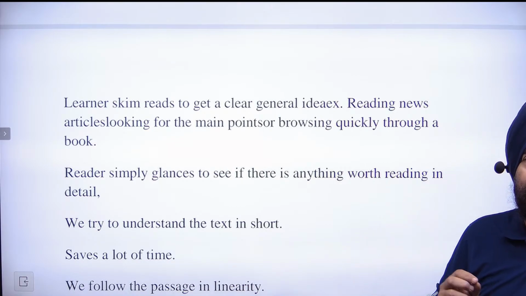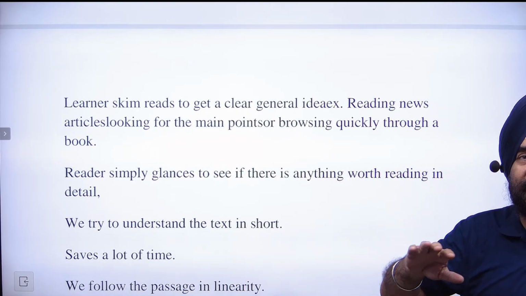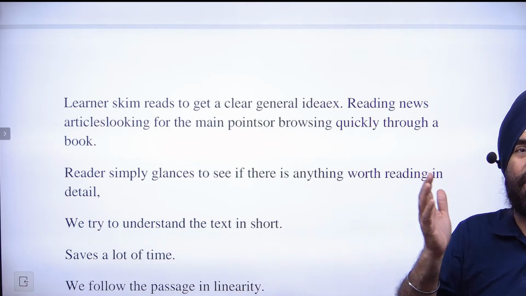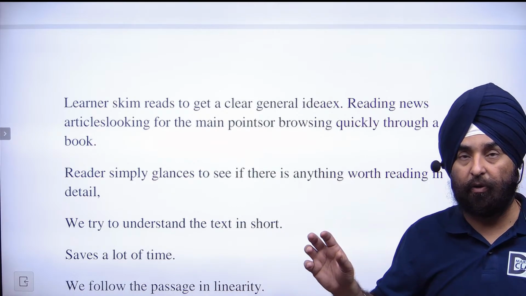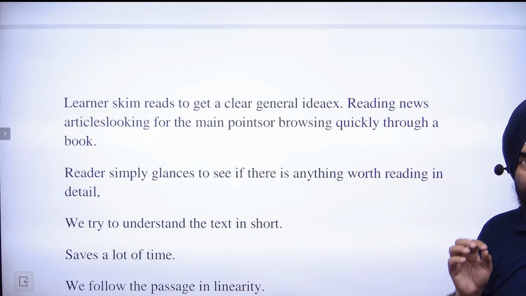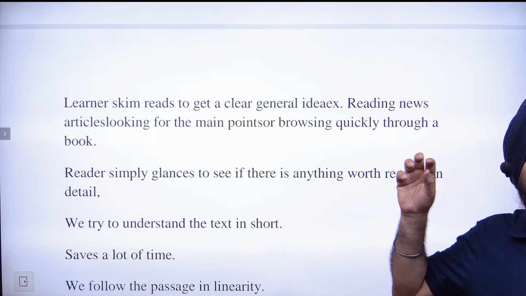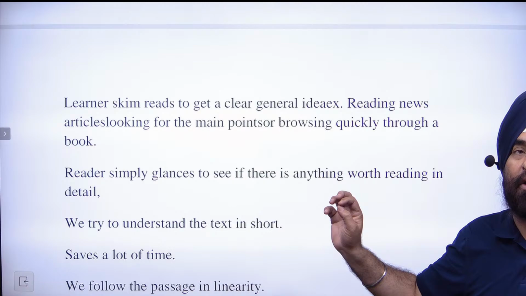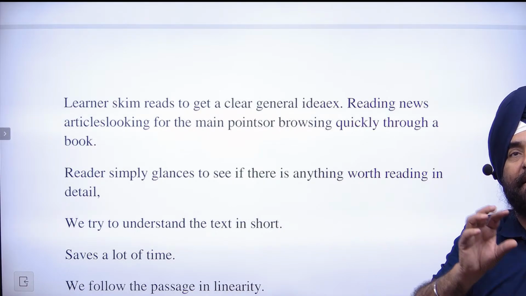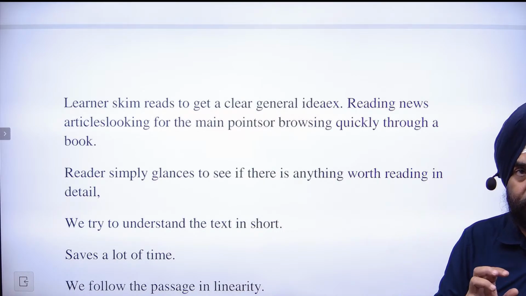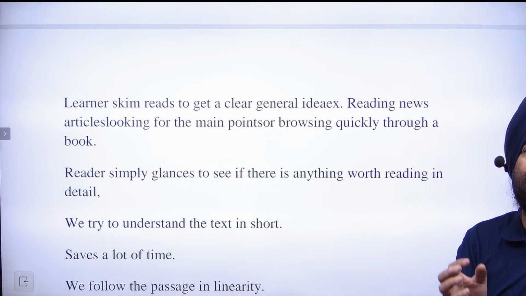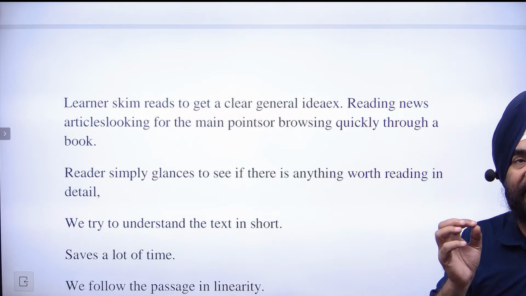Fine. Then it is like simply glancing to see whether that particular passage, article, or whatever we are reading, in a general sense, not talking from the competitive point of view, where we are supposed to read a passage. But there also, at times, this skimming technique of reading is applicable, where we try to get the idea of the entire passage. So in short, we try to understand the passage in brief, what does it say?